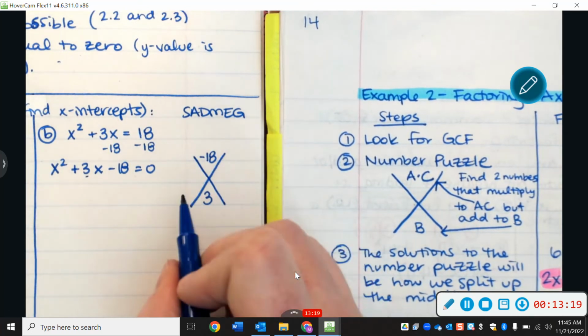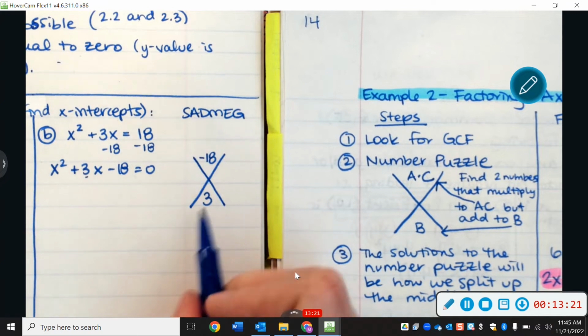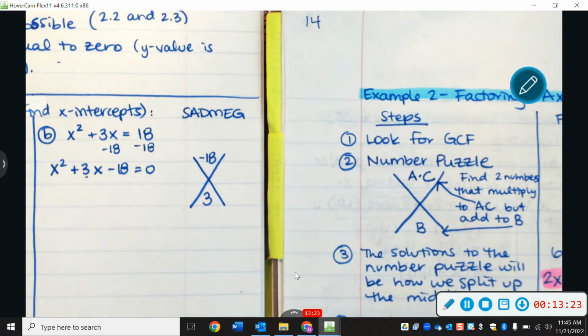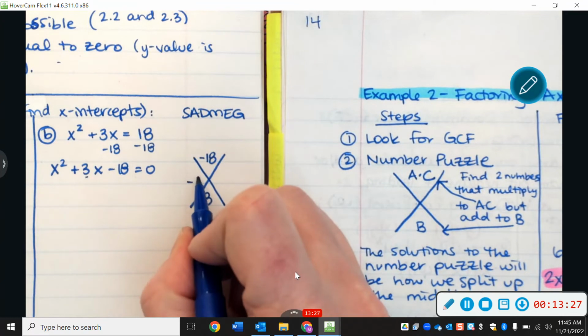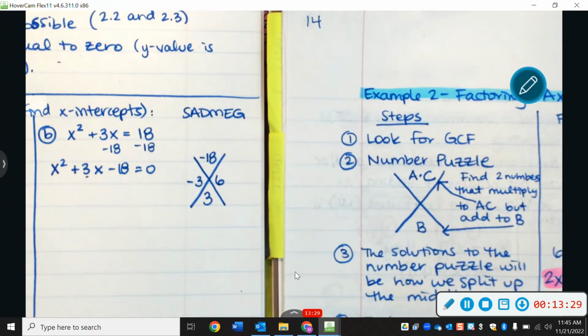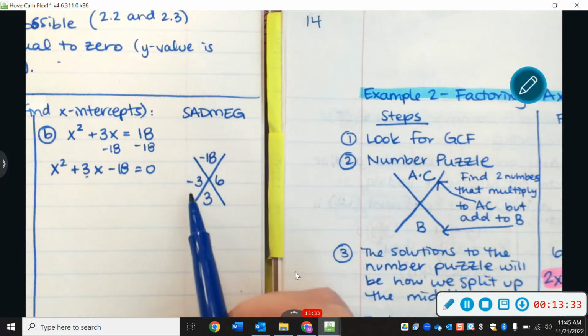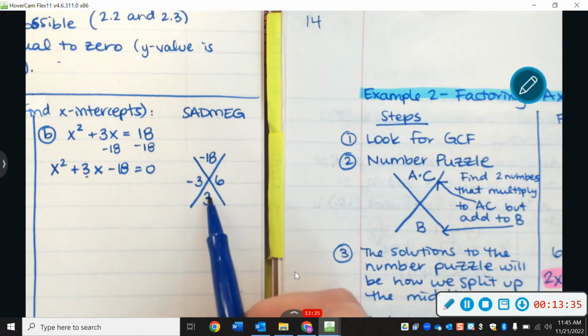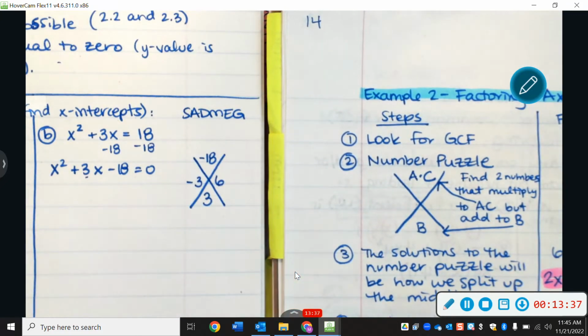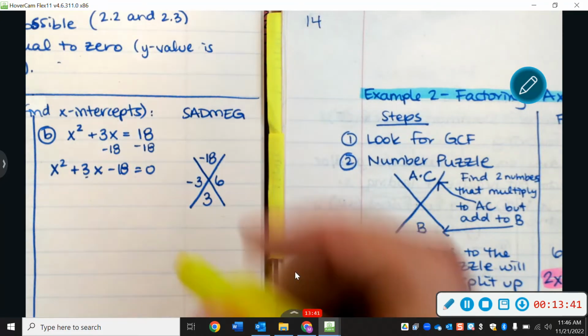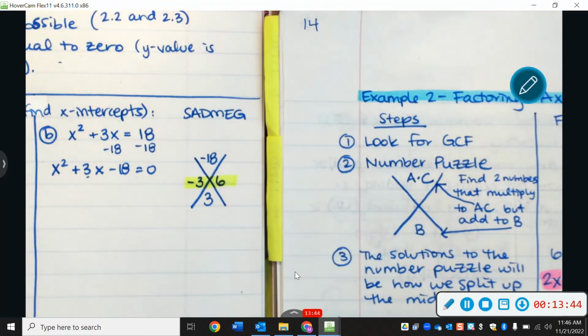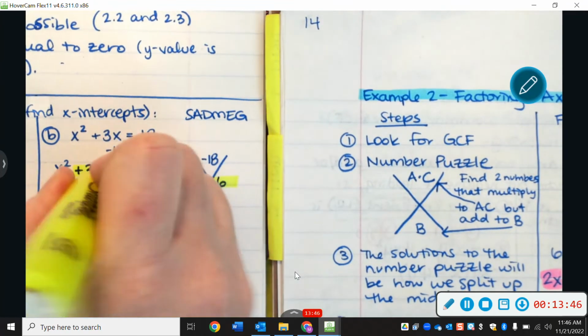So the 2 numbers that multiply to negative 18 and add up to positive 3. And you should get negative 3 and positive 6. So negative 3 times 6 is negative 18. Negative 3 plus 6 is positive 3. So those are the 2 solutions I want. Those 2 solutions are how I'm going to split up this middle term.